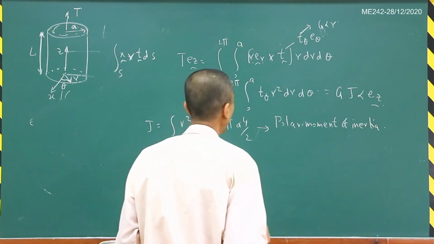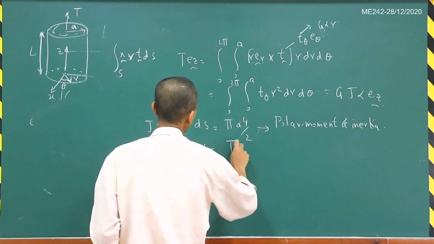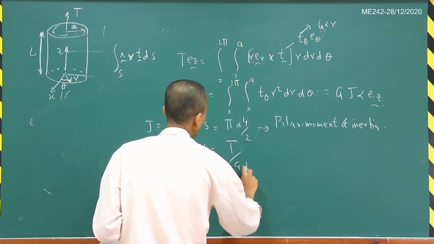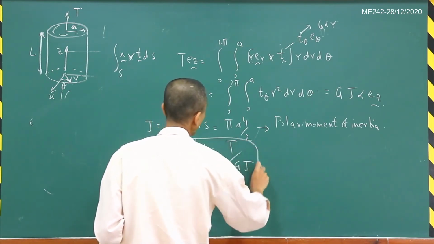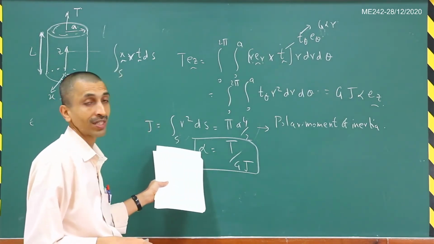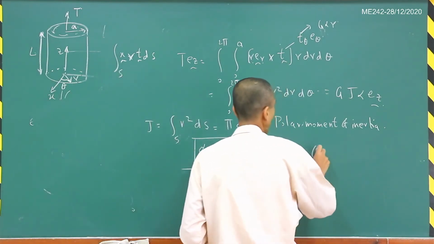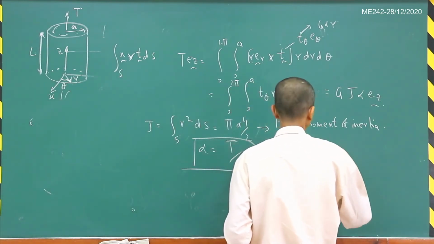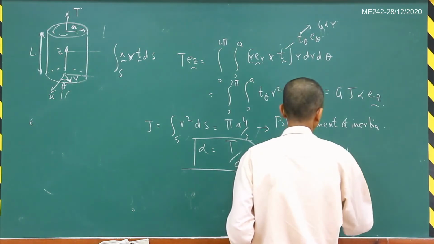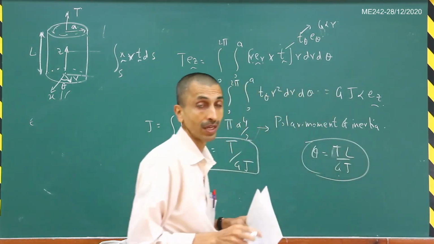So your alpha, that is the twist per unit length, is equal to T divided by GJ. Right? So this is a formula that you are already familiar with. So here recall that this alpha is the twist per unit length. Okay, so if you want the total twist, that will be TL by GJ. This formula you are already familiar with from your strength of materials course.